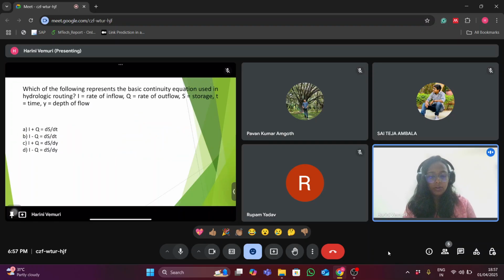The next question is, which of the following represents the basic continuity equation used in hydrologic routing? Here I is the rate of inflow, Q is the rate of outflow, S is the storage, T is the time, and Y is the depth. So if you remember, the basic continuity equation we have written for hydrologic routing is I minus Q equal to dS by dt, where Q is the outflow, which I have also written as O. So the answer will be option B.